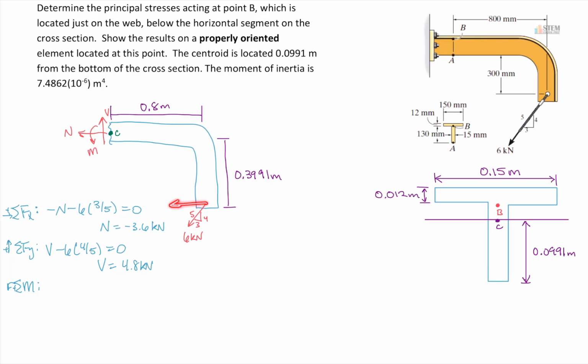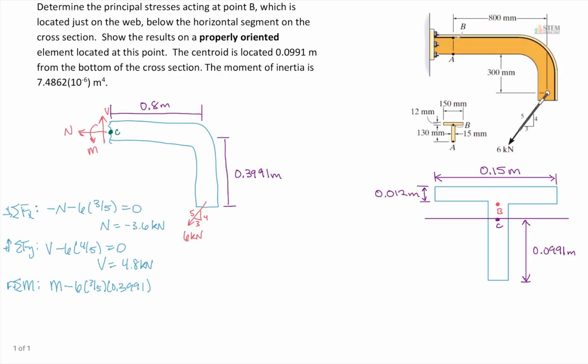And since it's going this way, it's going to be a clockwise rotation, right? So we're going to have our M minus 6 times 3/5. That's that x component. And then the distance is 0.3991. Lastly, we've got this component here. This is also a clockwise rotation, so it'll be negative. And the force will be 6 times 4/5. And then the distance, since I've got a vertical force, I need this horizontal distance, so 0.8.